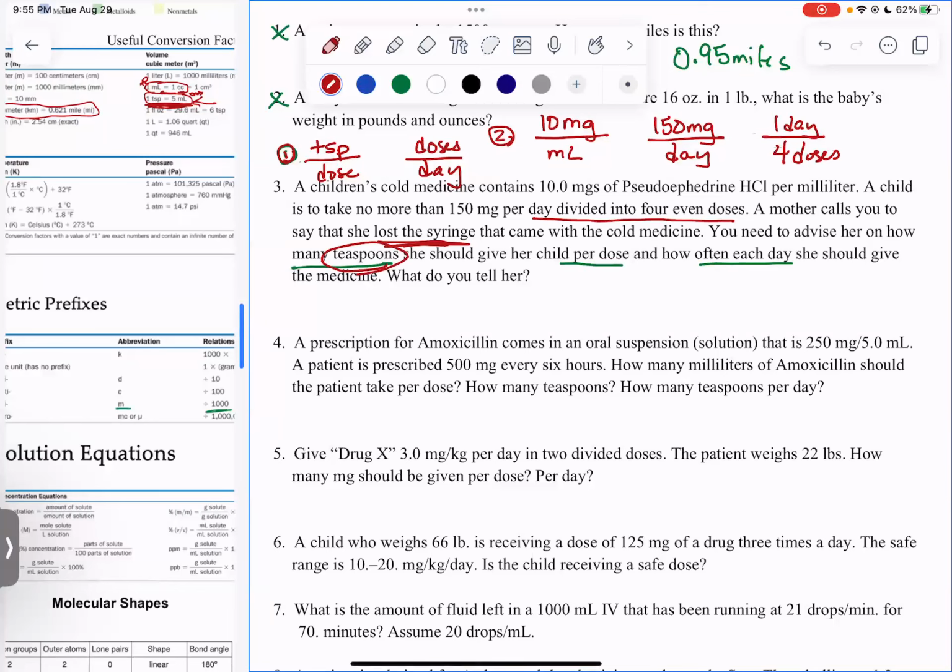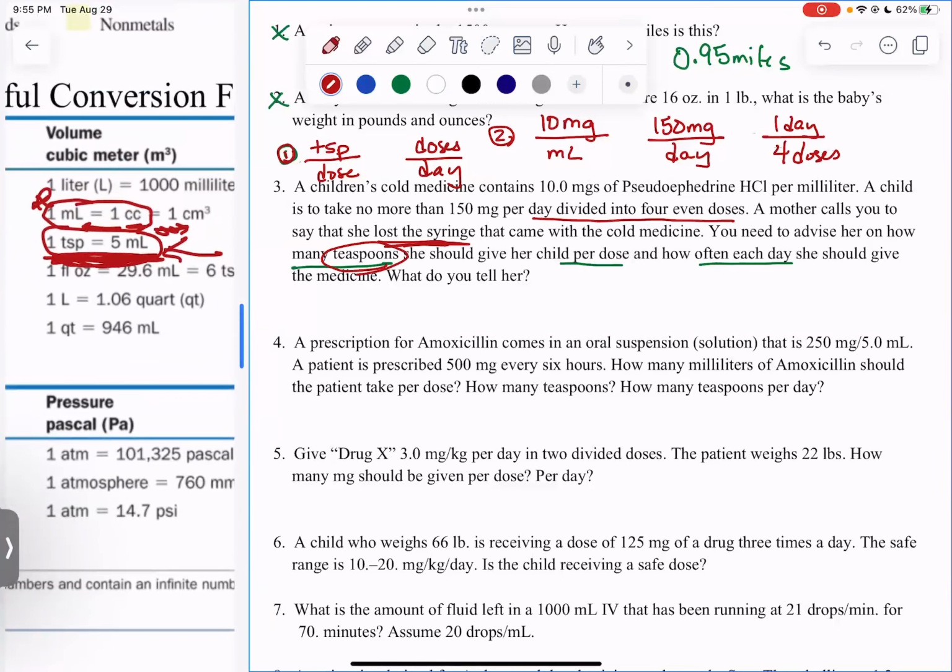So I'm going to go to my best friend and remember my teaspoon conversion. I know that in 1 teaspoon, I have 5 milliliters. Now I don't have to keep going back to that word problem. You want to avoid that. So where do you start? I start with what the doctor tells me.